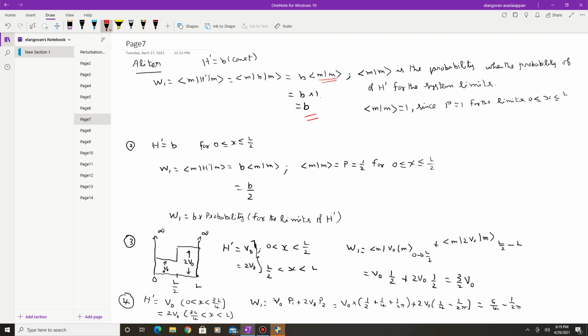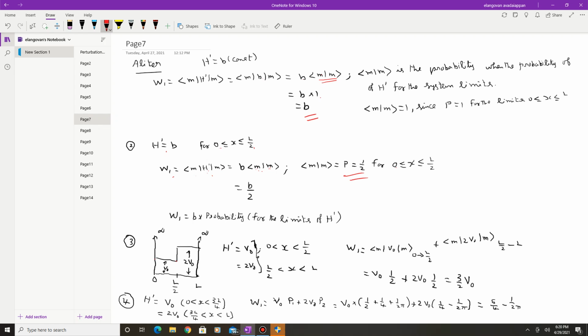Now you consider another problem. Between 0 to L by 2, only there h prime is b. So what is your first order correction? m h prime m, and h prime is b, so b times m m, and what is the expectation value of m between these limits 0 to L by 2? That is important.